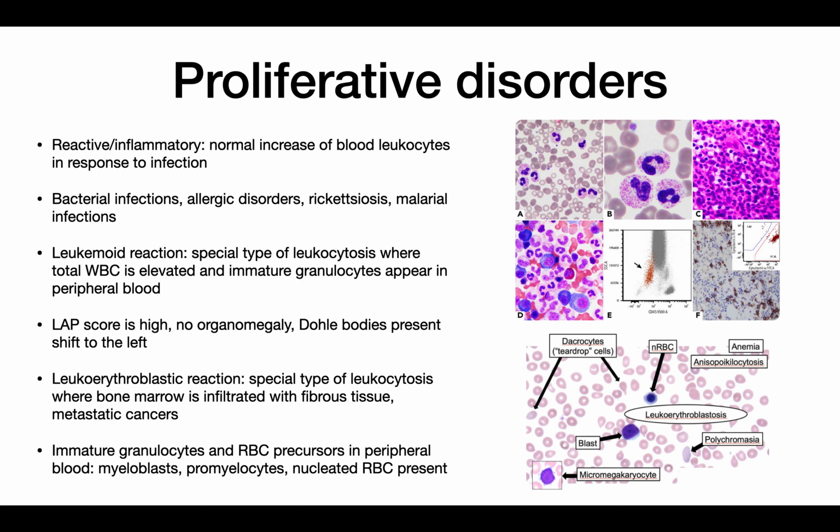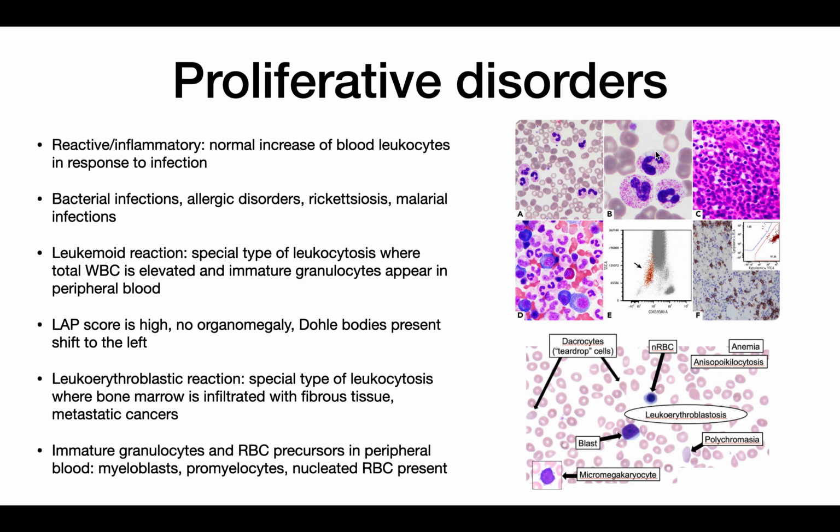So proliferative diseases are reactive or inflammatory diseases where there is a normal increase in blood leukocytes in response to pathogens. It could be bacteria, it could be allergens, parasite infections as well. And the first disorder is a leukemoid reaction, and this is a special type of leukocytosis where the total white blood cell count is going to be elevated, and the immature granulocytes are going to appear in the blood. So the immature ones are very large, hypersegmented, as you can see, neutrophils.